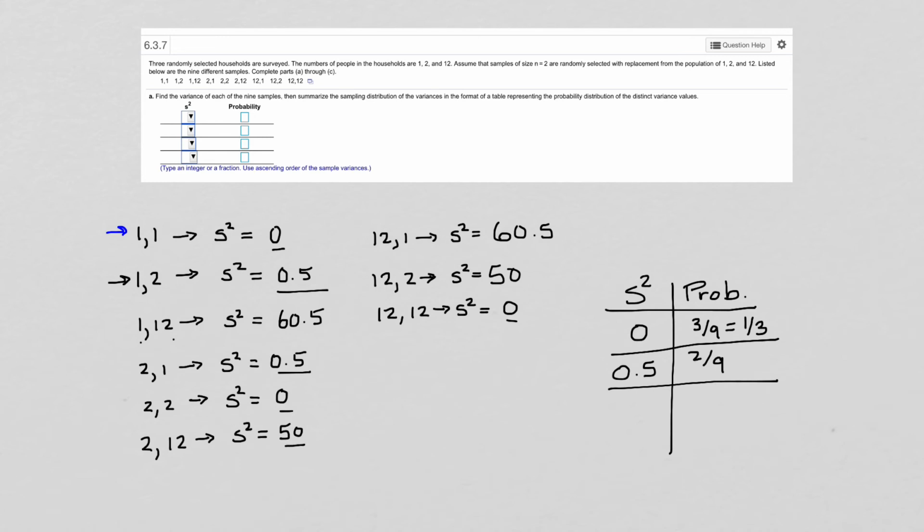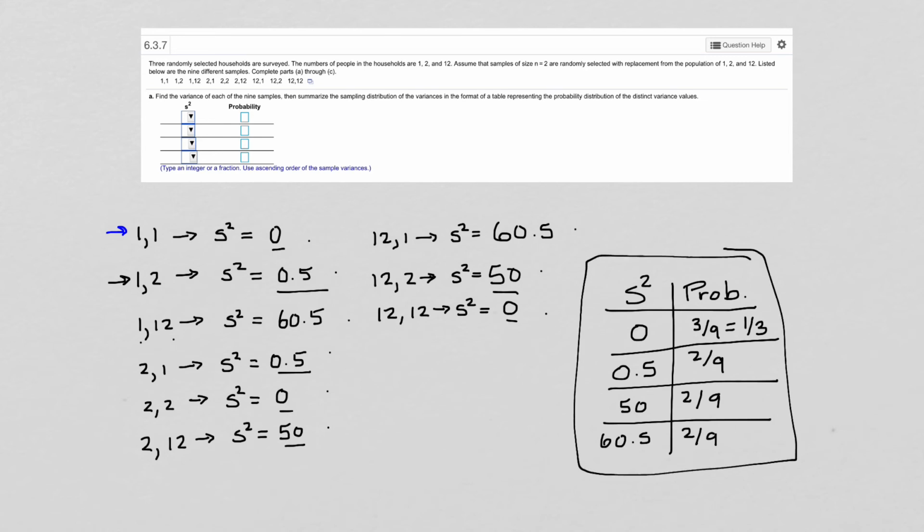The next biggest number is 50. And that's going to be 2/9. And then 60.5. And that's also 2 out of the 9. So I had 1, 2, 3, 4, 5, 6, 7, 8, 9, and I just count how many I have of each of those, each of the different sample variances. So now this is my table. And when we fill that in, that's part A.